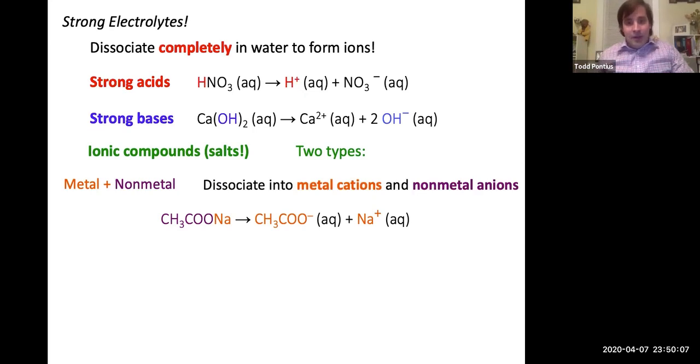And here we have it sort of color-coded. So the Na+ will break off from the CH3COO- in an aqueous solution. The water will intercalate it readily.